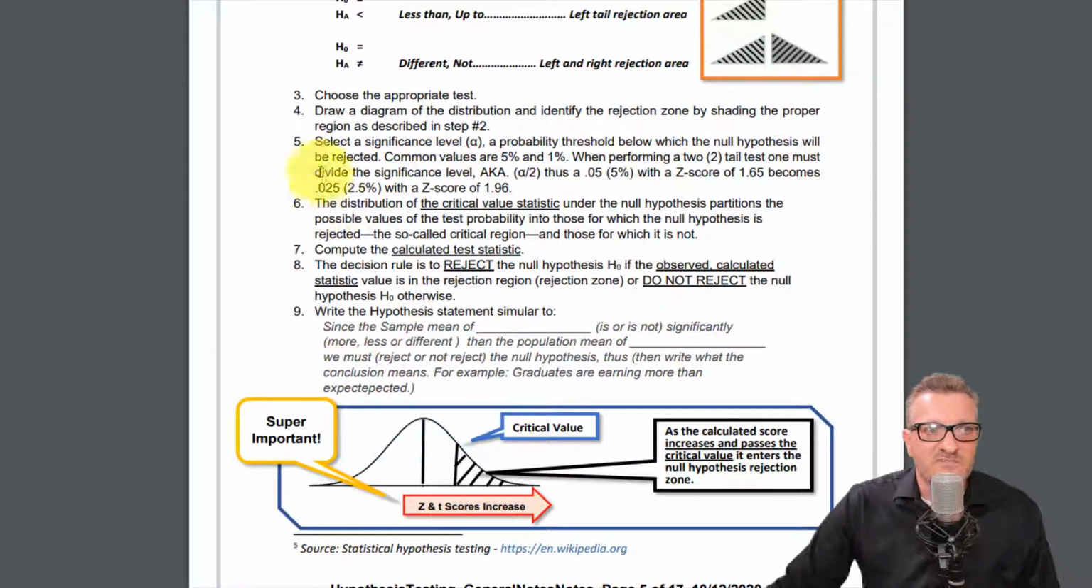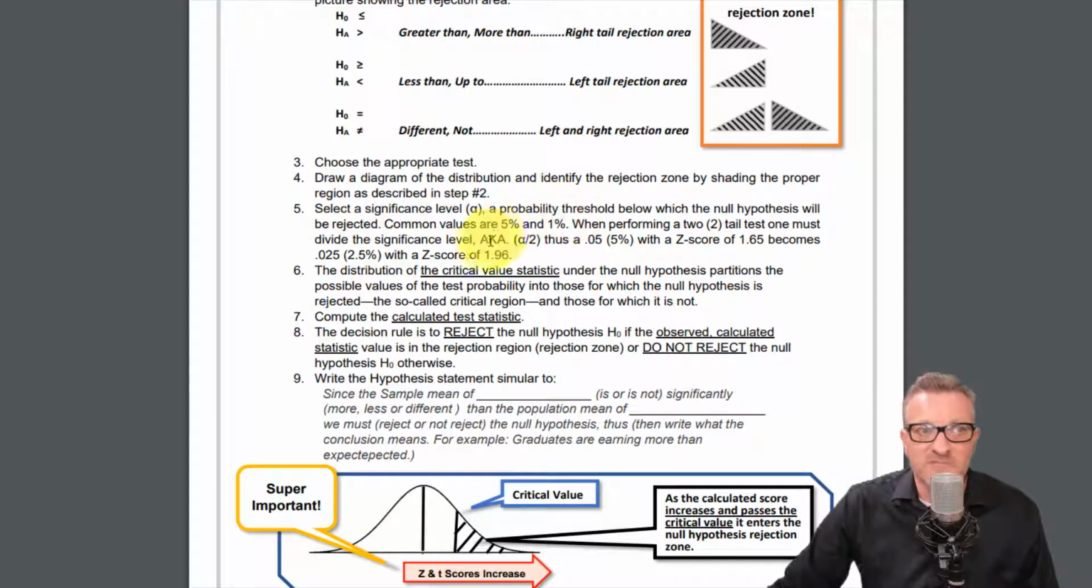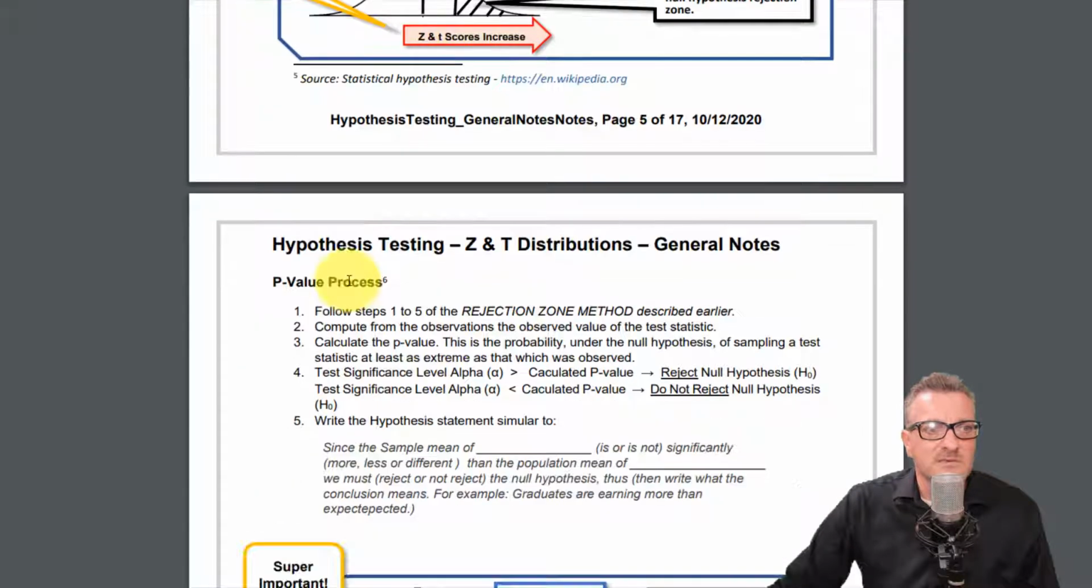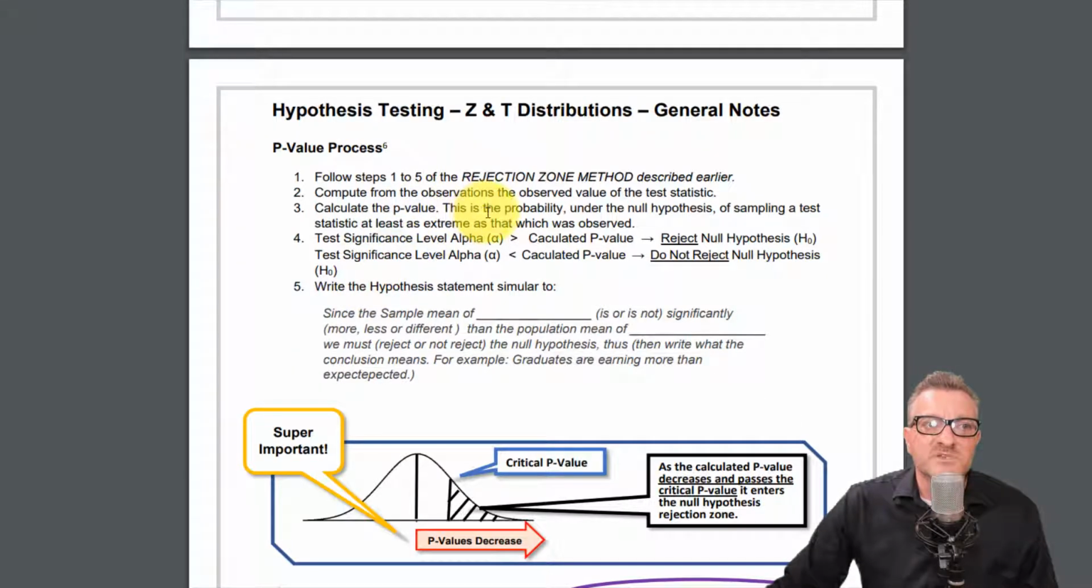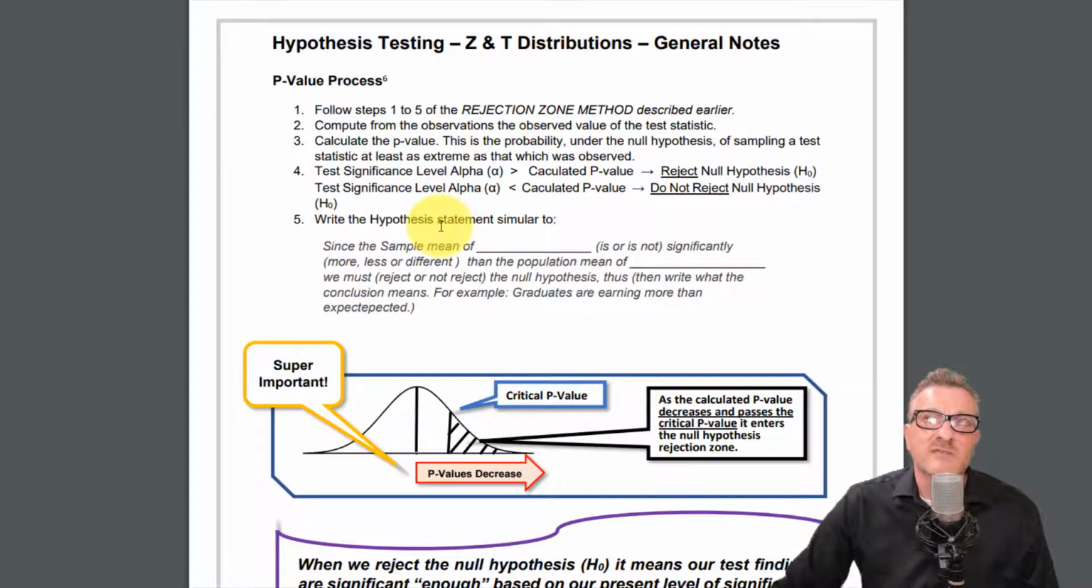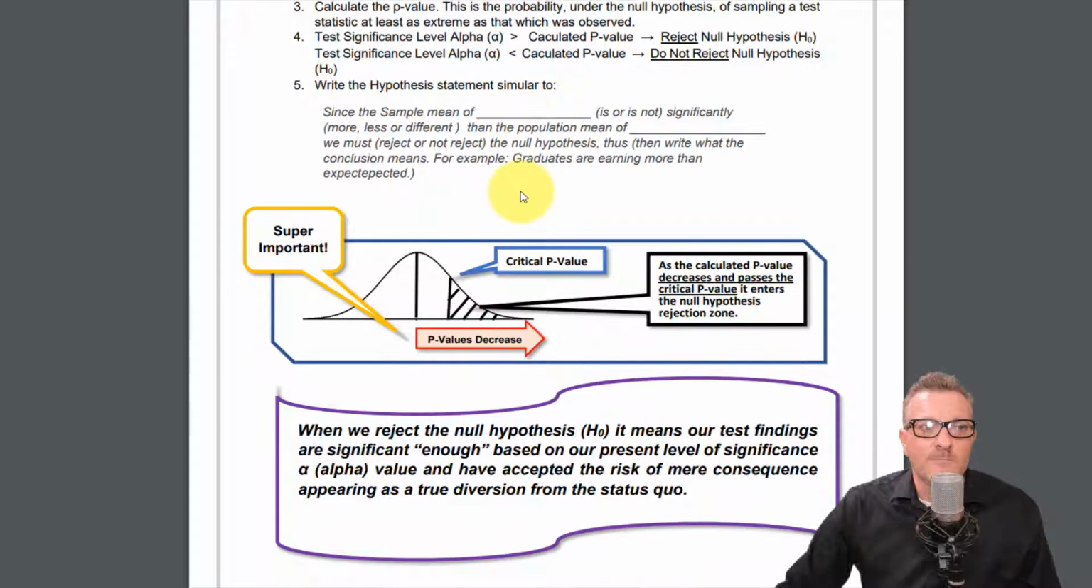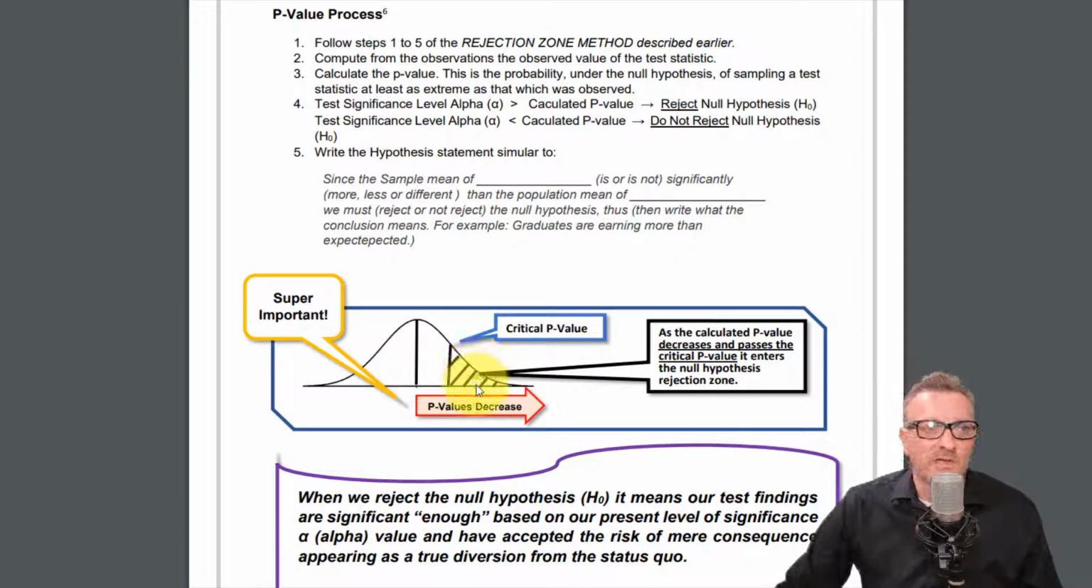So 1 through 5 are essentially the same. We select where everything's going to be, and then we get to the point where it says compute the observed value of the test statistic. So we're doing the calculation of the test statistic, and we calculate the p-value. This is the probability under the null hypothesis of a sampling test statistic at least as extreme as that which was observed. Okay, so let me show you the picture real quick, and then we'll go back.